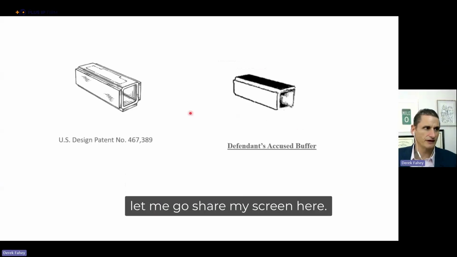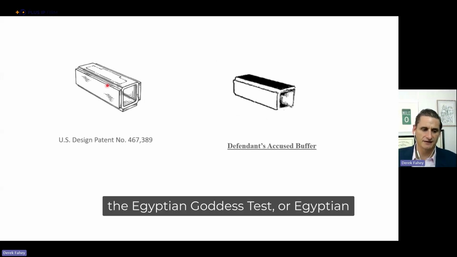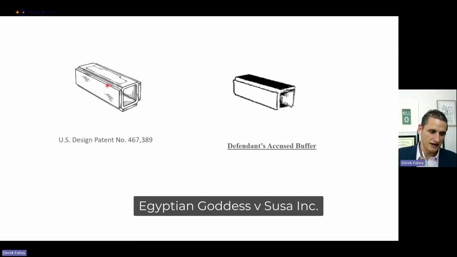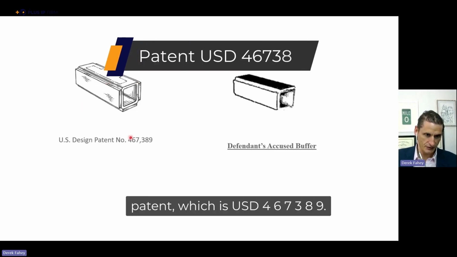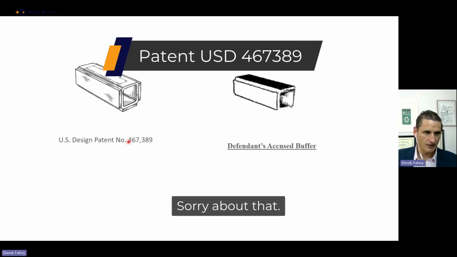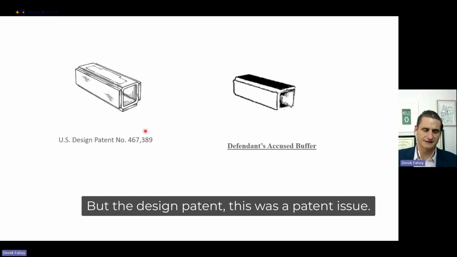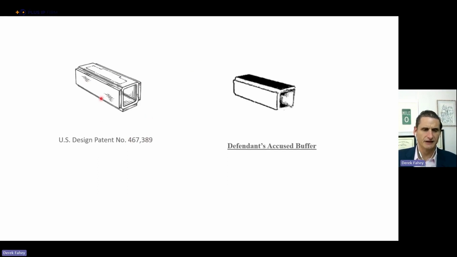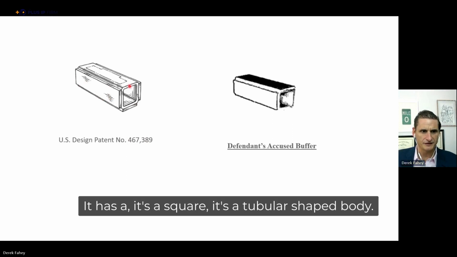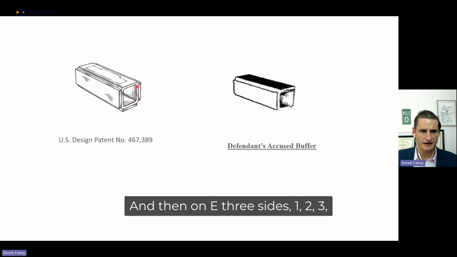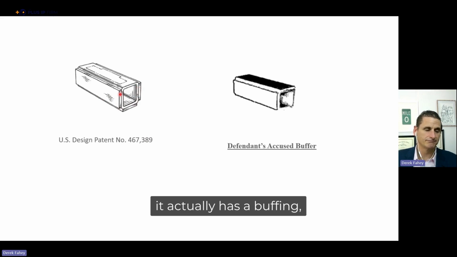Let me go share my screen here. The Egyptian Goddess case is Egyptian Goddess versus Suiza Inc. In that particular case, there was a design patent, which is USD 467389. Sorry, I'm missing a letter here. This was the patent at issue. It's a nail buffer. It's a square, tubular shaped body. It has openings on this side, and on three sides, 1, 2, 3, it has a buffing mechanism, like a buff plate.